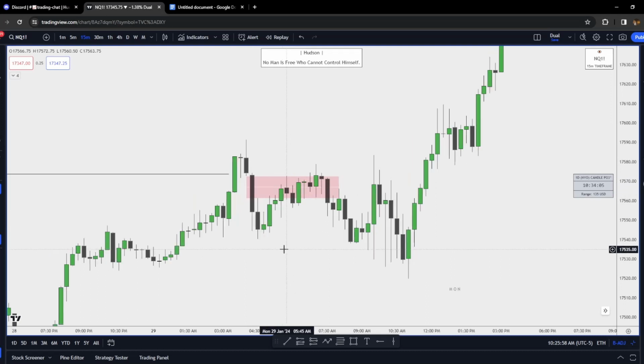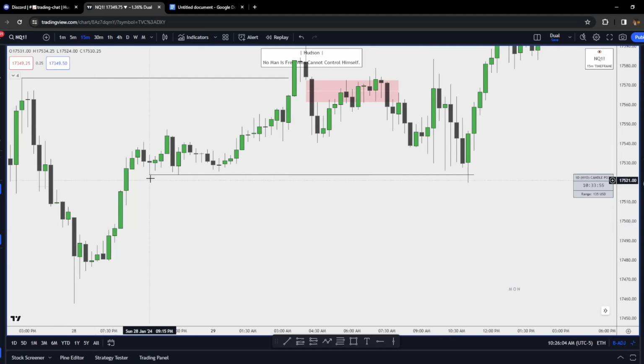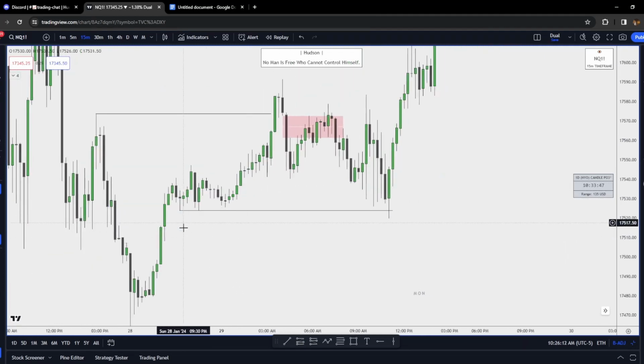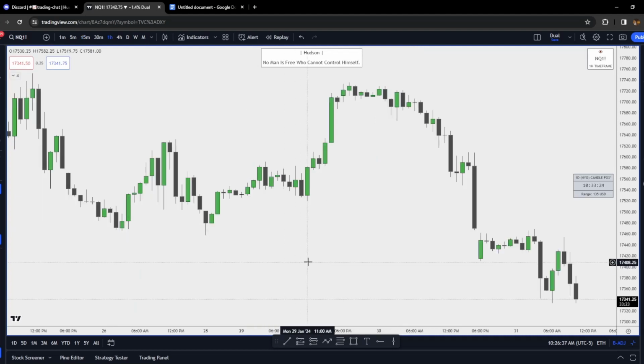We consolidate in it, and then we reach that external level, which is also a higher time frame fair value gap. This is an hourly fair value gap right here. And then we have continuation higher. So we pull back into an hourly imbalance. What looks to be a reversal on the lower time frames is just a pullback retracement on the higher time frames. So we're back on the hourly chart.